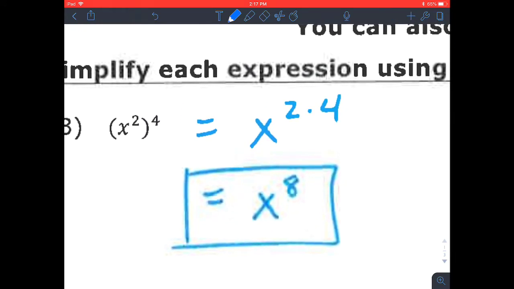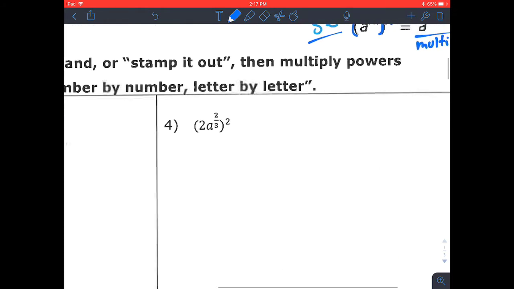All right, so let's keep trying this. If I see here, I'm noticing again that I've got the parentheses and an exponent right outside that. Because of my formula card, it's telling me to do 2 times 4, which is how we got the x to the 8th power. Okay, so let's try again.